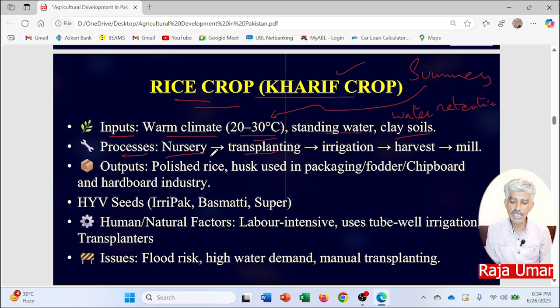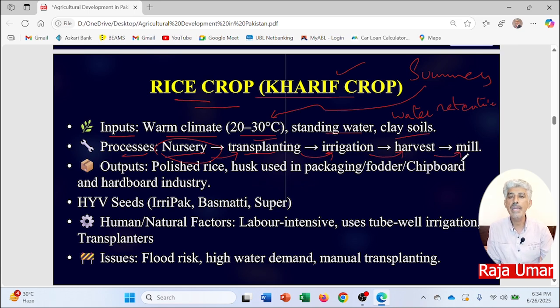So transplantation is done. The nursery bed is prepared in the field, on one side a bit dried, and then the rice saplings are brought to the flooded field and transplanted. Irrigation is already done as the field is flooded. Then on ripening the field is drained out, emptied of water, and the crop is left to dry, and then it is harvested.